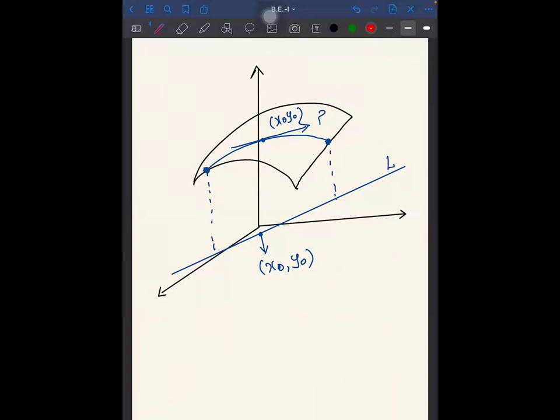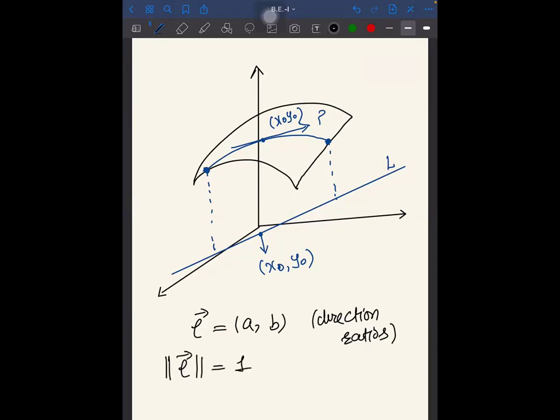Let's say that L has components a, b, which I call the direction ratios. You know direction ratios, right? You've done 3D. So any line... I'll assume that L is a unit vector just to make it easy. That's why we are considering the unit vector in that direction.